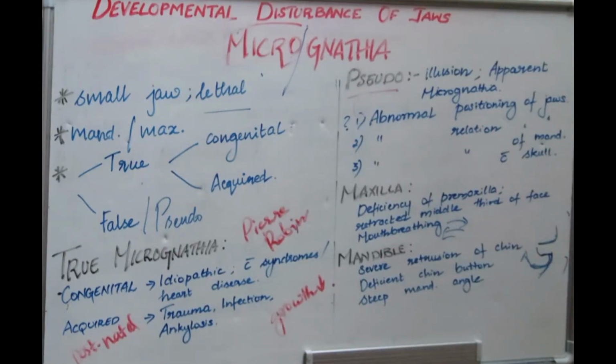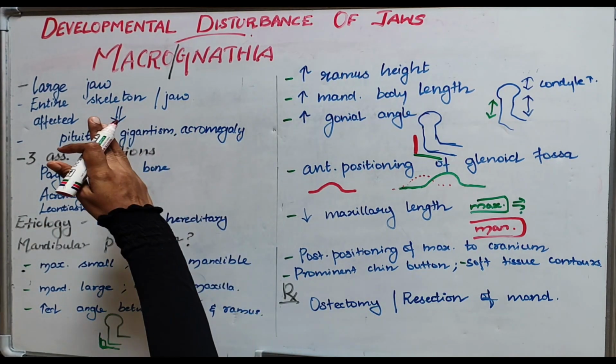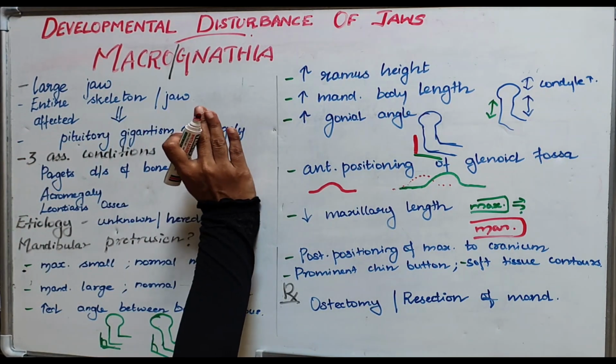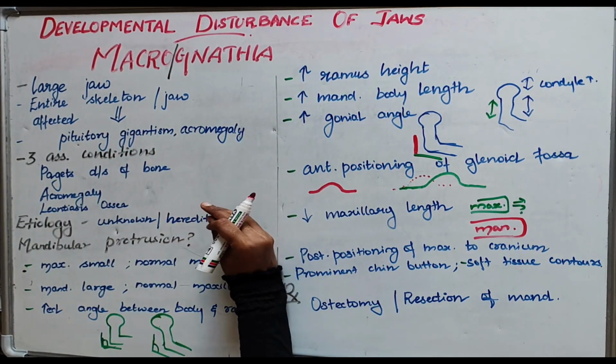So this is about micrognathia of mandible. Next we will be seeing about macrognathia. Macro means large. Again, gnathia is jaw. So macrognathia is large jaw.